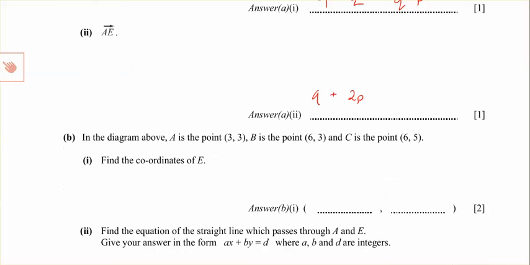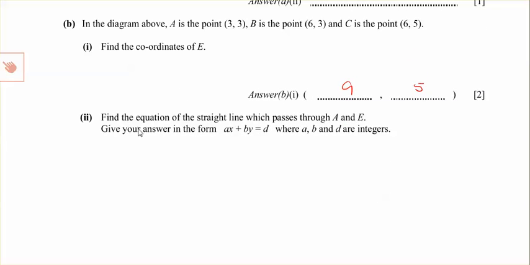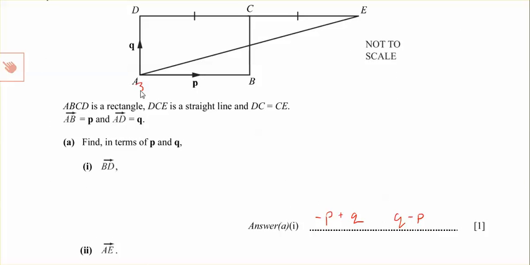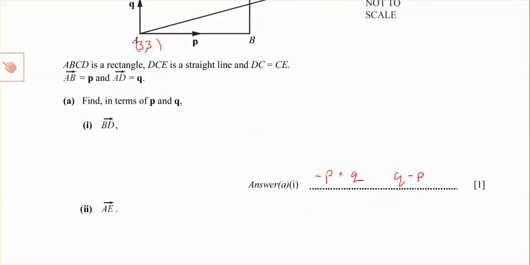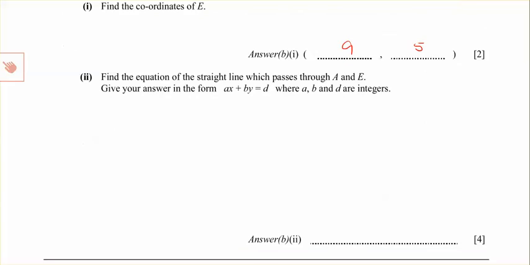And then in the diagram, points are 3, 3, 6, 3, 6, 5. Well, I think most people got that as 9, 5, didn't you? Easy. Yeah. Right? Now, the equation of the straight line through A and E. Now, basically, we know the coordinates are, what do we say, 3, 3 and 9, 5. Come on, guys. Right? Got a straight line through 3, 3, 9, 5.